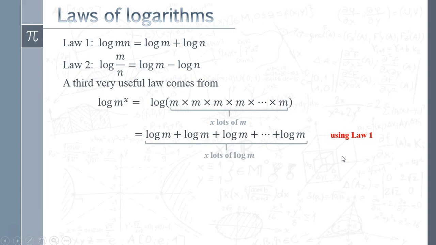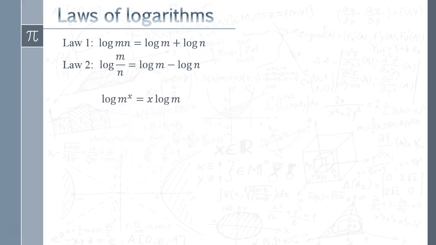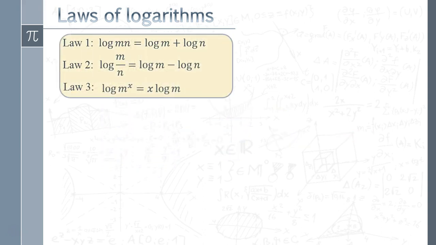How many of those things have I got? Well, I've got x lots of log m, so this whole great string of things here I can simply write as x log m. And this one's incredibly useful because I see this as kind of taking a power and plucking it out of the sky and bringing it down into the equation, and now you can start manipulating it in a much easier way. So that one is fantastically useful, and we're going to call that one law number 3.